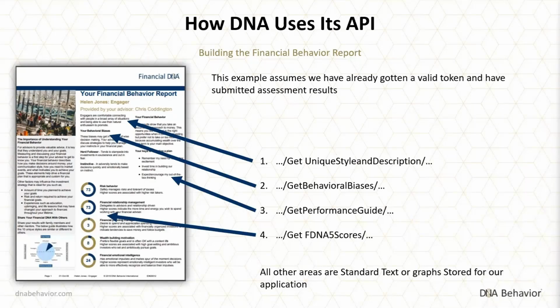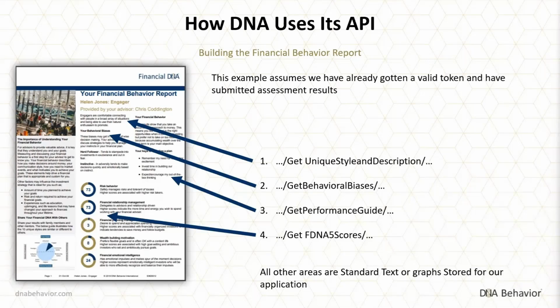So once I have a client record and I know who that client is, I can start getting insights from DNA Behavior. In this example, for this one-page report, we're pulling 4 different GET calls. The get unique style and description, which we've listed here as an engager and a description of what an engager is, the get behavioral biases, where we show you your top 2 behavioral biases, and the get performance guide. Now in the get performance guide call, I'm going to get strengths and struggles and environment keys. We chose only to show environment keys here and not even all of them.